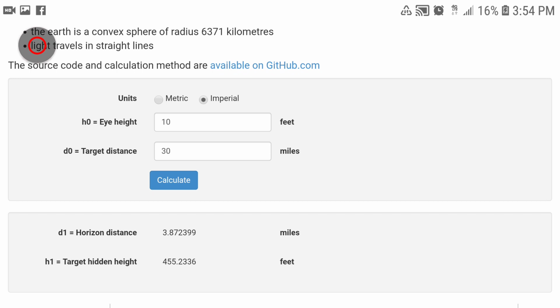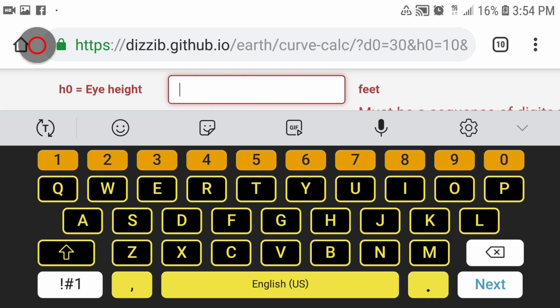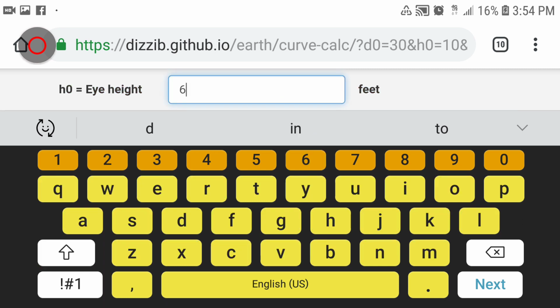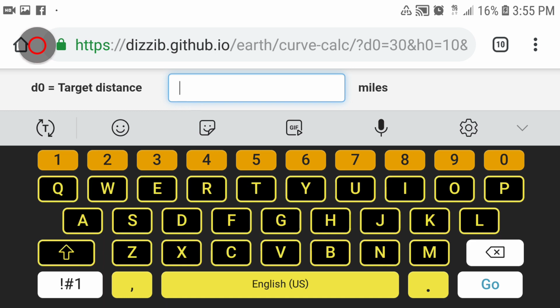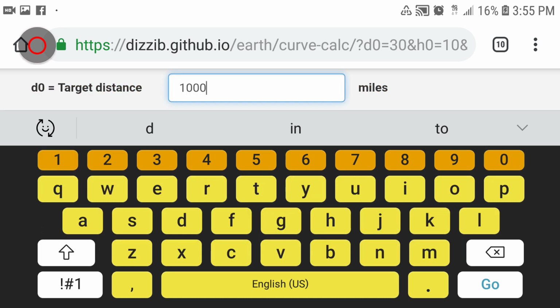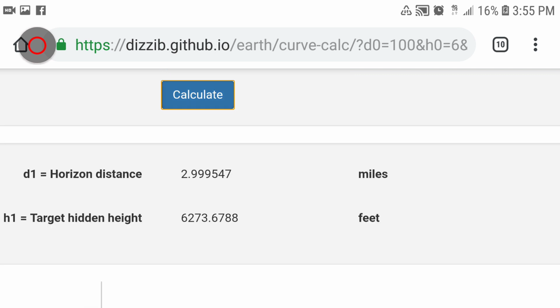Let's say, for example, I'll just explain it to you. Let's go eye height. Let's say you're at ground level, eye height in feet, 6 feet, sitting on a beach, and your target distance is 100 miles out. Okay? Calculate. Wow, even more. That's like 1 1/4 miles. Okay? That's just at 100 freaking miles.